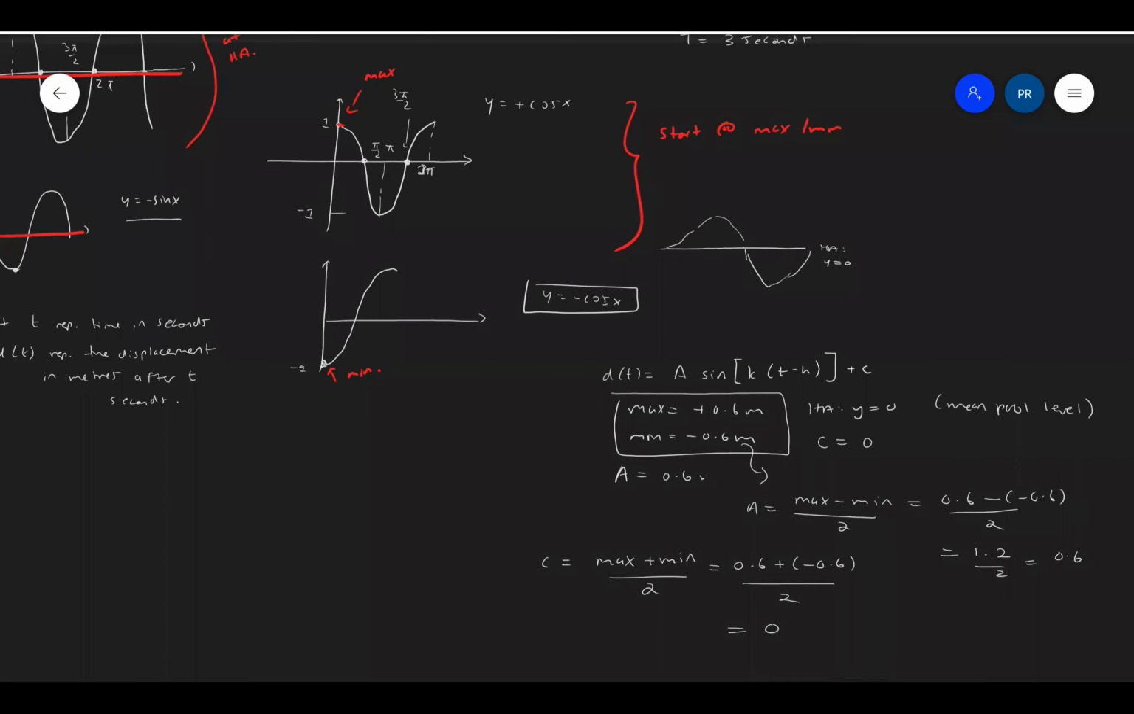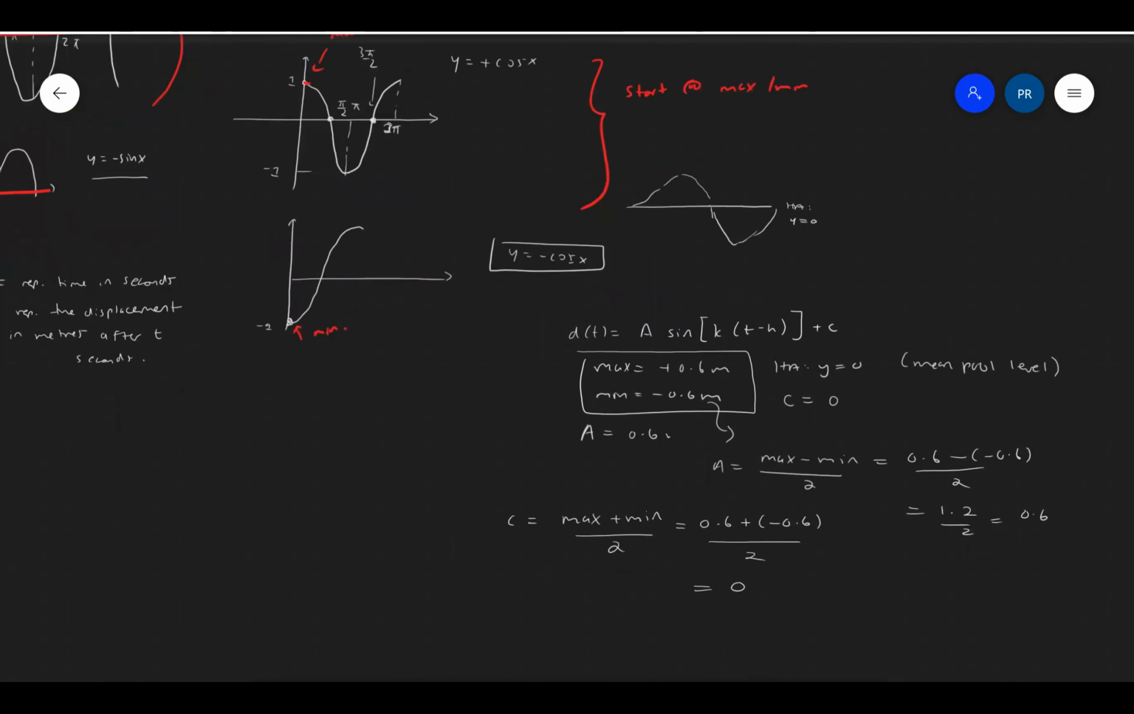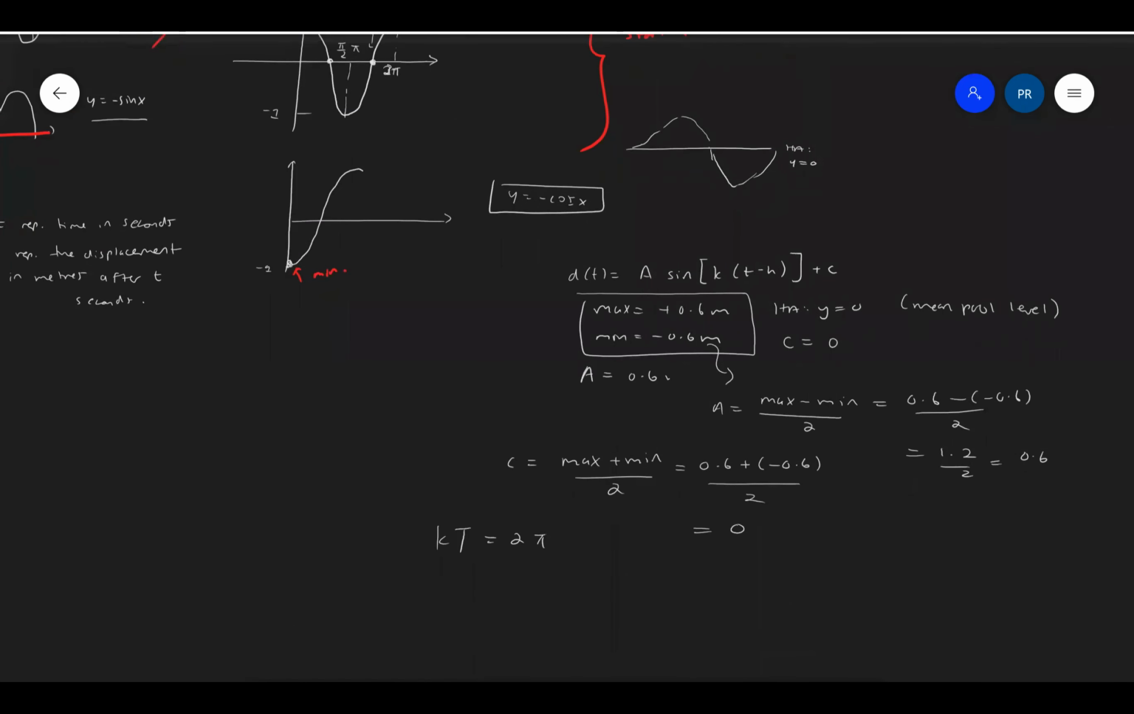Another value that we calculated was the period, right? In this scenario, because our frequency is 20 cycles per 60 seconds, our period was 3 seconds. If our period is 3 seconds, think about k t equal to 2 pi radians. You want to create the frequency in terms of angle measurements. Once we know our period is 3 seconds, k times 3 is 2 pi, so k should be 2 pi over 3 radians.